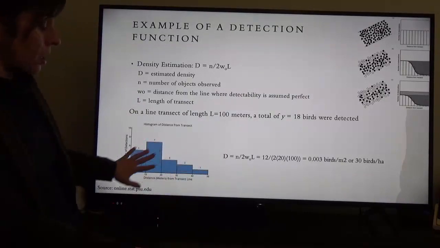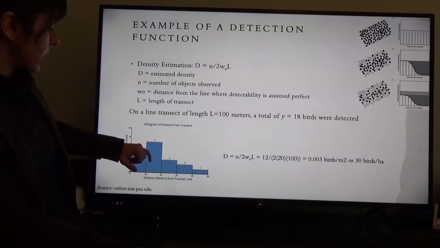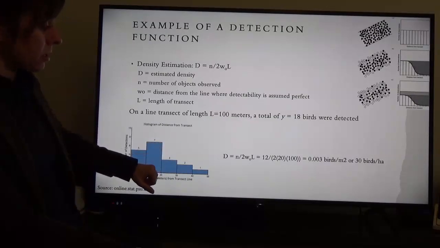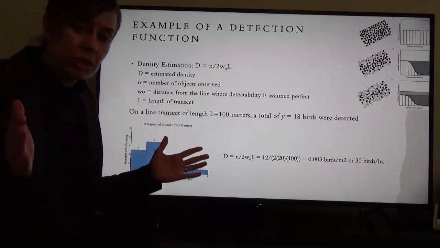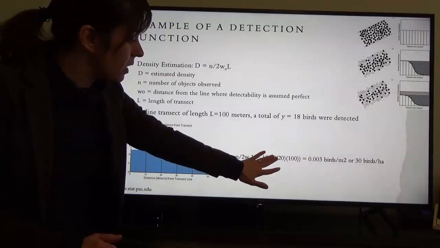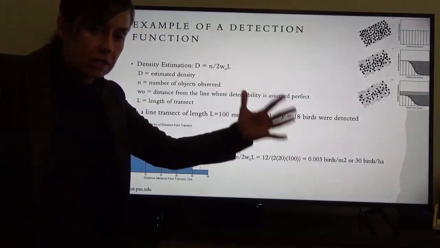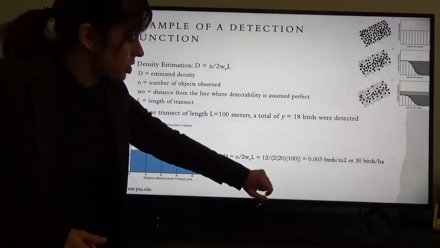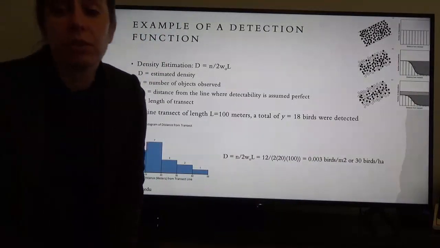All of these blue bars sum to 18, but we know that we're only confident in our detections up to about 20 meters. So in that case, we had 12 individuals within that 20 meter band on each side of our transect. So 12 divided by 2 times 20, so that's the width on either side, times the length, which is 100. So we get 0.003 birds per meter squared, or 30 birds per hectare.